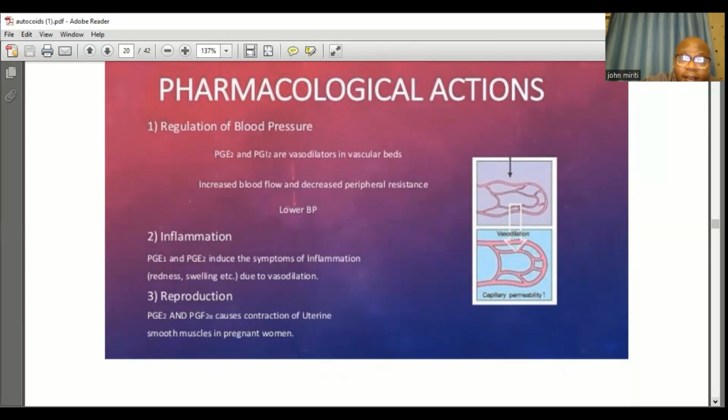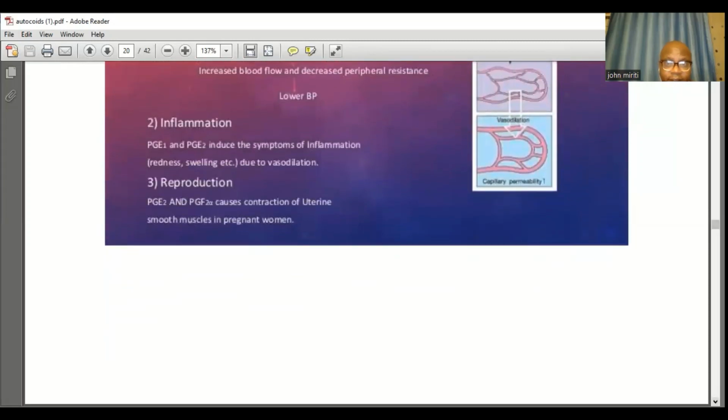The other part is that they also regulate inflammation. Prostaglandin E1 and prostaglandin E2 induce the symptoms of inflammation, redness and swelling. Those are the cardinal signs of inflammation due to vasodilatation. In reproduction, prostaglandin E2 and prostaglandin F2 alpha cause contraction of the uterine smooth muscles in pregnant women, and this is the reason they cause labor induction. This is why there is a molecule specifically manufactured to provoke labor, to promote labor, as a gynecological approach to induce labor in maternity.